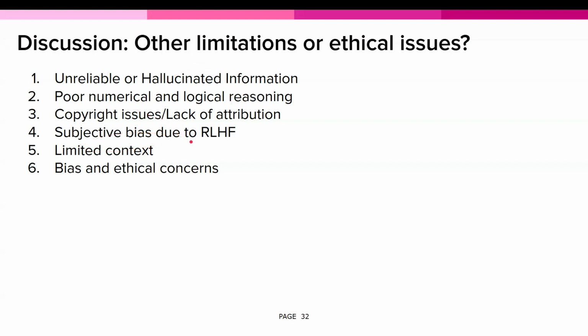Subjective bias due to reinforcement learning with human in the loop. So yeah, for models that are trained in this way, RLHF, as we call it, there's a heavy reliance on human feedback to align responses with human values and expectations. This process is costly and labor intensive, but can also introduce subjective biases from human raters into the model's behavior that might cause it to diverge even more strongly from its performance on numerical or logical reasoning tasks.